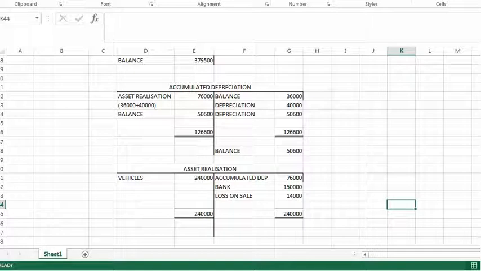This was the asset realization account question for the 2016 paper. I think it was quite a reasonable question.